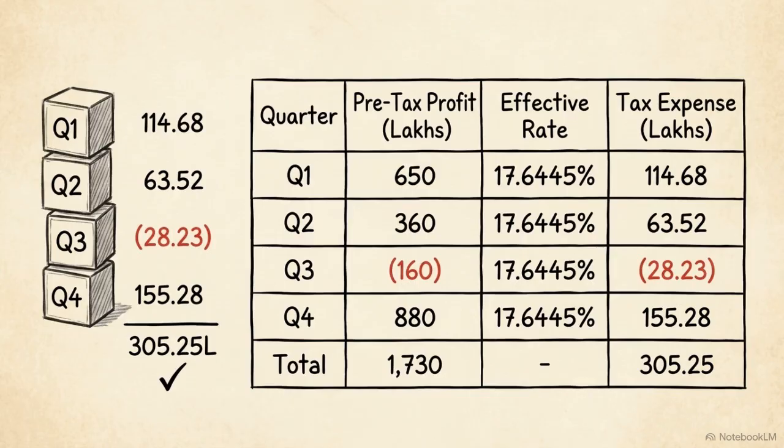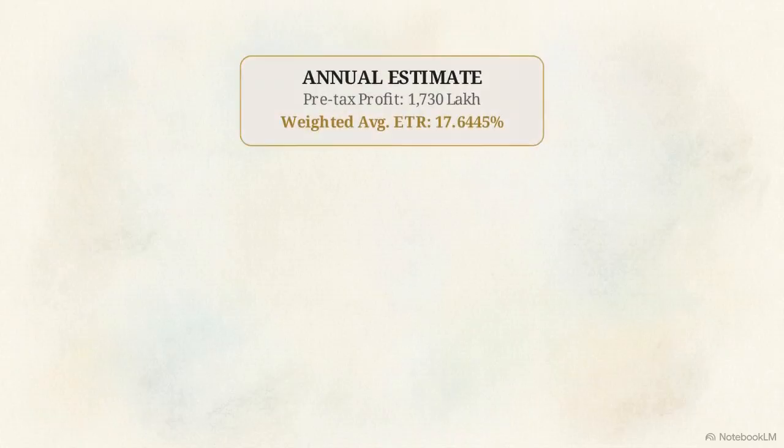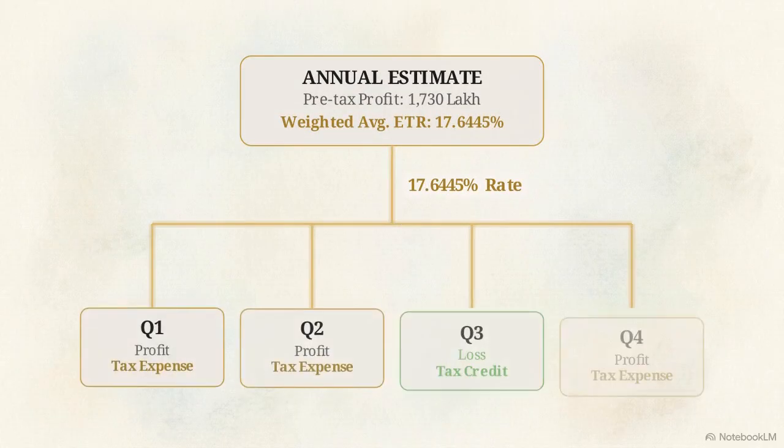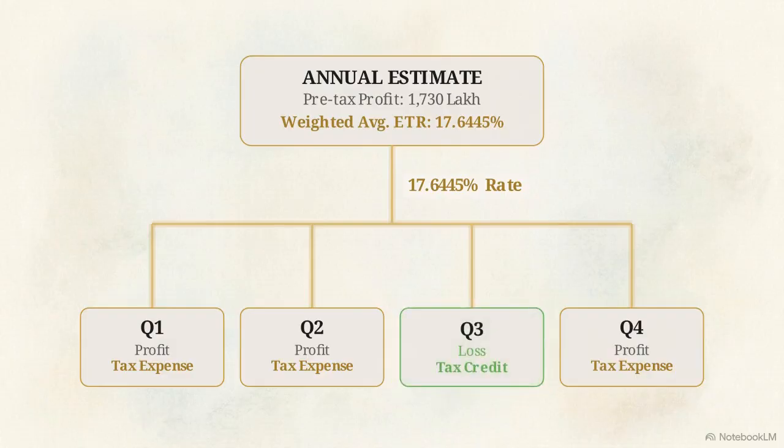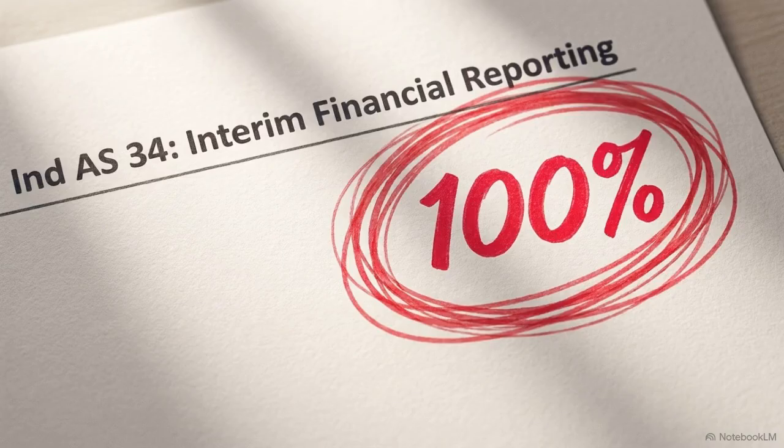Applying the effective rate yields Q1 at 114.68, Q2 at 63.52, a Q3 credit of 28.23, and Q4 at 155.28. Summing these resolves to exactly 305.25 lakh, matching our annual calculation. Finally, structure this data into a clean 4-column matrix for your exam response. Mastering this annual first, quarterly second logic ensures precision in your financial reporting and secures full marks on this complex standard.